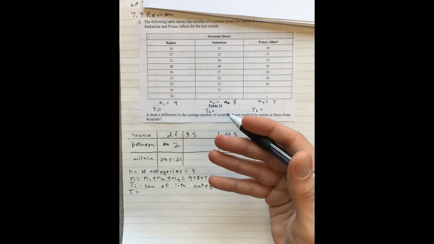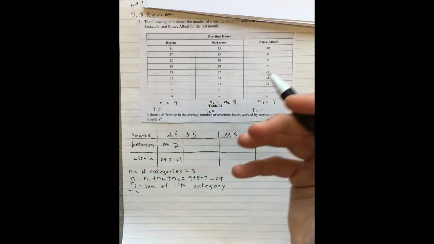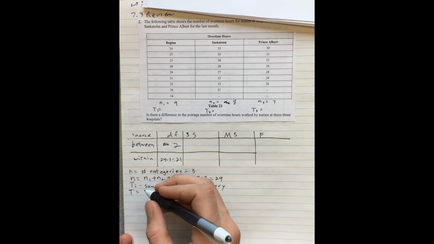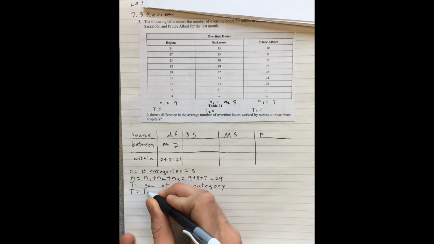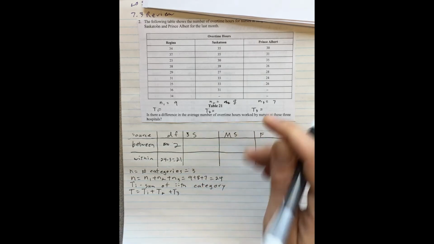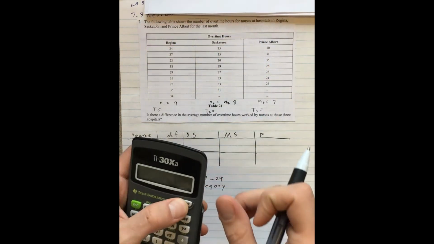When you see this problem on a test, you're not going to be thinking, do the hypothesis test. You can kind of do the hypothesis test after and put it in your test statistic. So T is T1 plus T2 plus T3. Okay, and we'll figure that out. So let me show you on the calculator how I do this.